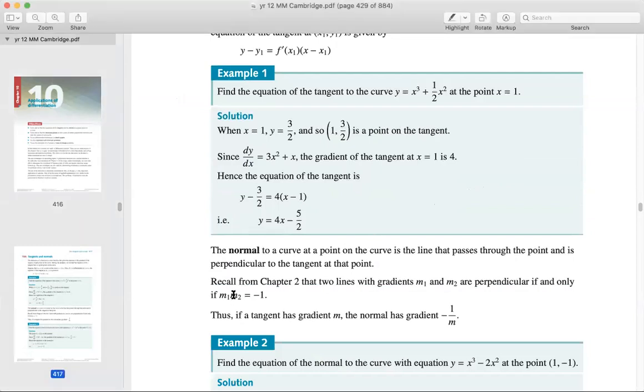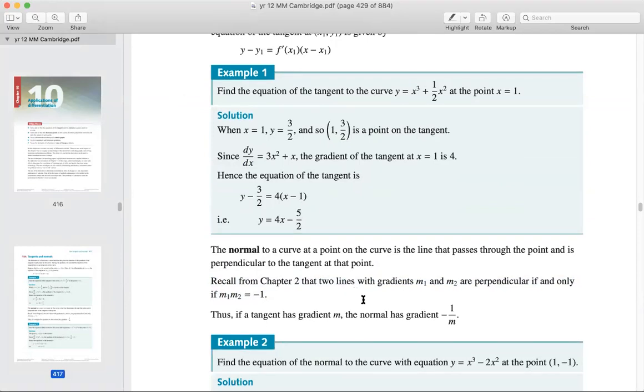So the normal line, see over here, recall from chapter 2, and hopefully you guys can remember that. m1 times m2 just equals -1. And the tangent has a gradient m, so my normal will have the gradient as -1 over m.